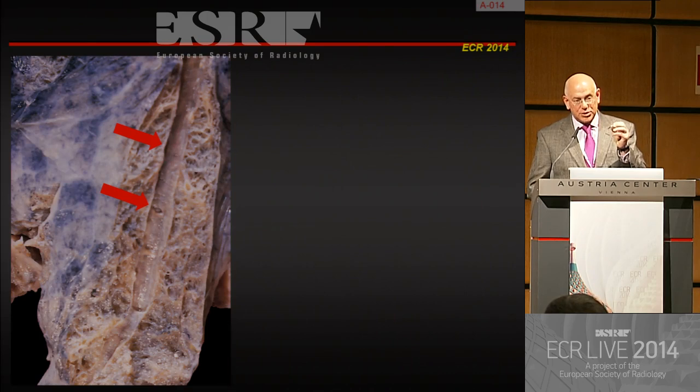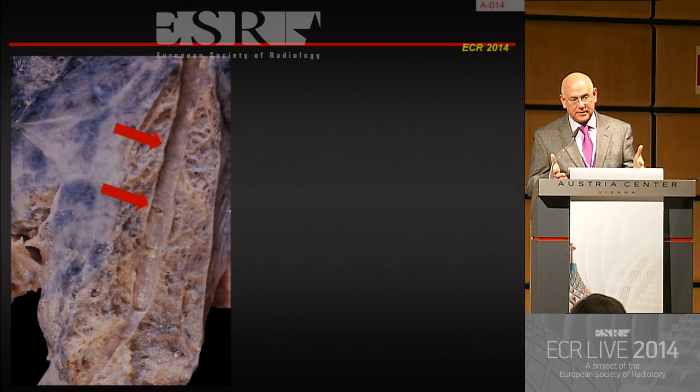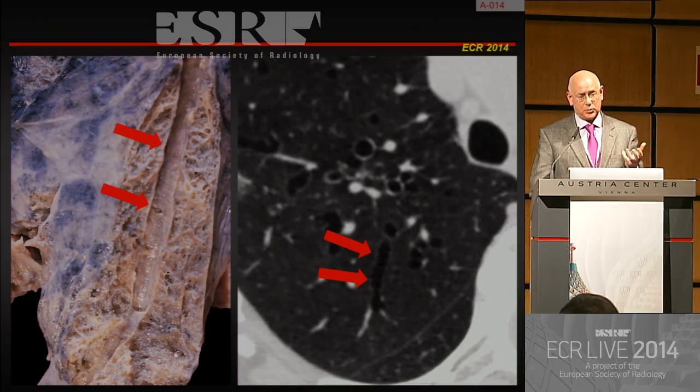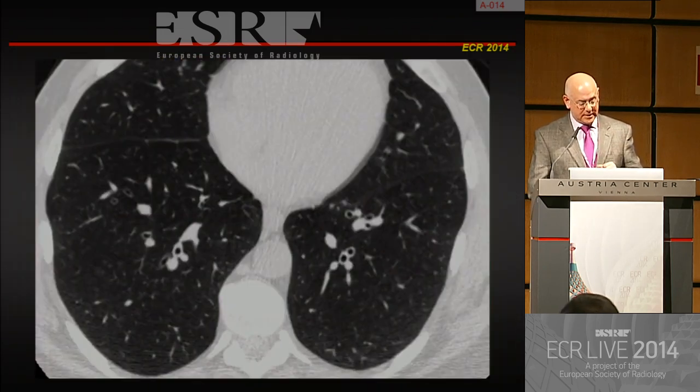On gross pathology, this thickening of the wall will translate into bronchi that look like that, thickened walls and bronchi that do not taper towards the periphery of the wall. And this gross pathologic appearance is very nicely reflected on the CT scans that we see in our patients with chronic bronchitis, these slightly dilated, non-tapering airways, especially in the lung parenchyma.